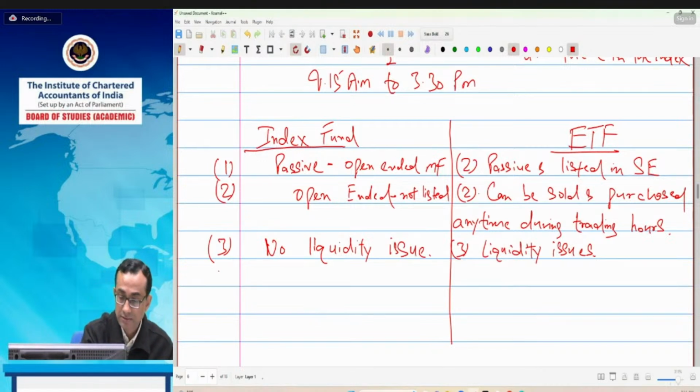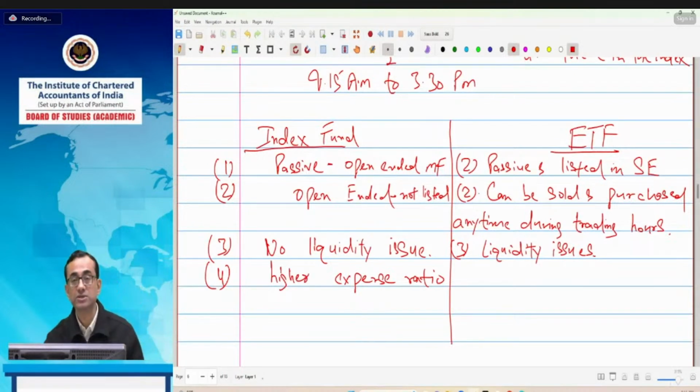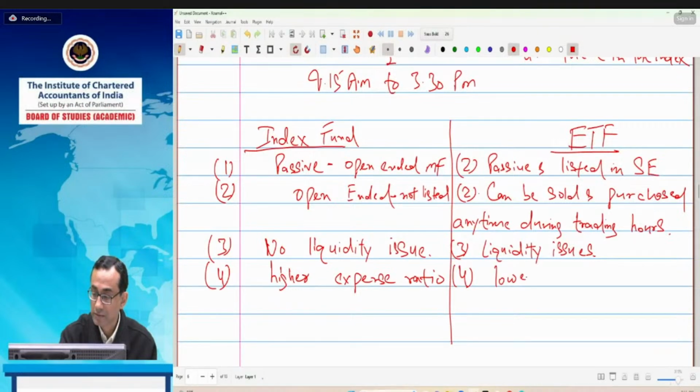Another point which differentiates between index fund and ETF is the expense ratio. Index fund has a higher expense ratio in comparison to ETF. Index fund expense ratio is lower in comparison to active funds. ETF has a lower expense ratio.